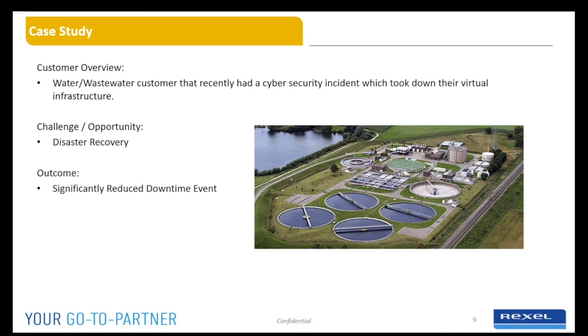Usually, though, in these plans, one of the first things to be accomplished is having backups of critical infrastructure. This customer had successfully implemented these backups of their virtual environment. The outcome was they had a significantly reduced downtime event. By having backups of their virtual environment, they were able to successfully restore critical applications relatively quickly. They were able to restore these applications onto a laptop running VMware, and were still able to operate their facility.